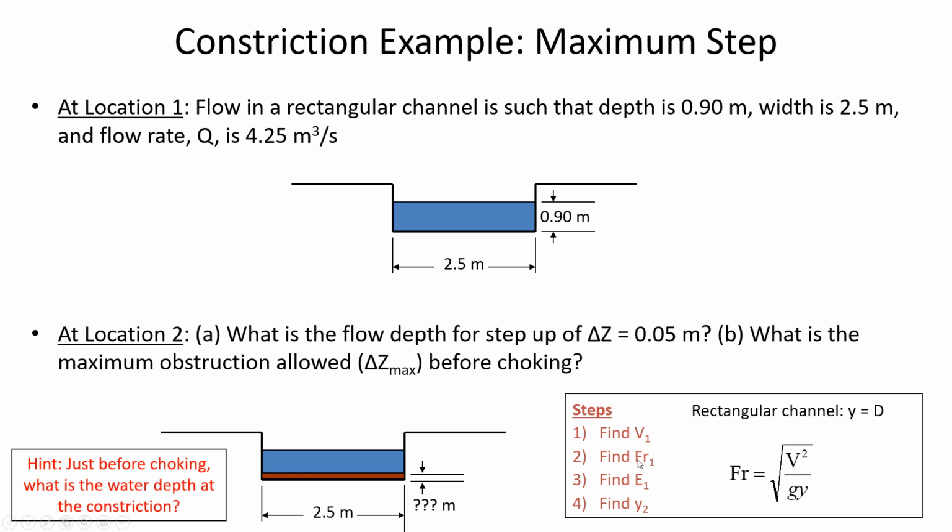Find V1, the Froude number at 1, the energy at 1, and then the new flow depth at location 2 for part A. And then together we'll go through the process of calculating the delta Z max that can be tolerated.